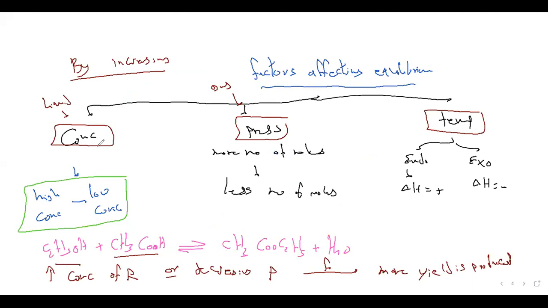Factors affecting equilibrium: concentration, pressure, and temperature. For concentration, the reaction moves from high concentration to low concentration. And for pressure, from the higher number of moles to the lower number of moles. In the case of temperature, it depends on the type of reaction, endothermic or exothermic. The first one is concentration. By increasing the concentration of reactants, or decreasing the concentration of products, the reaction moves forward and more yield is produced.